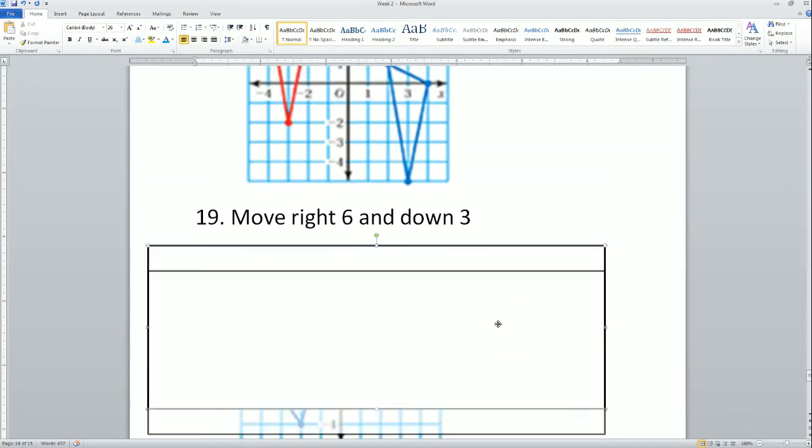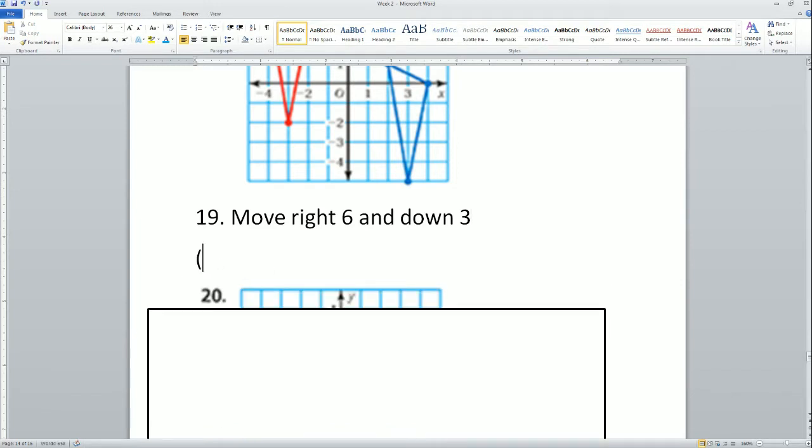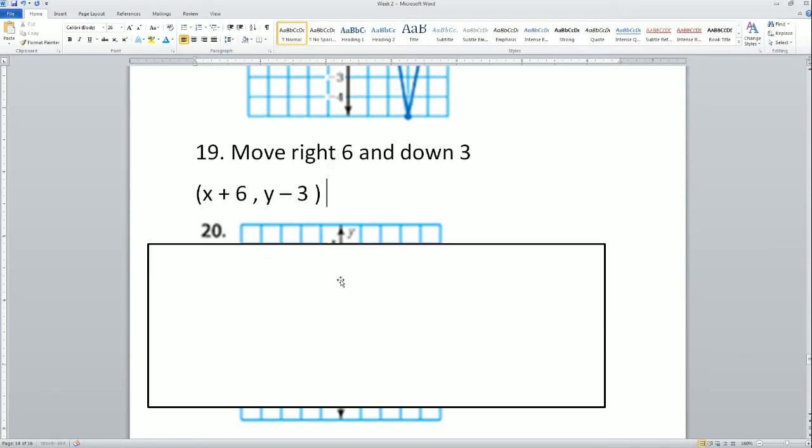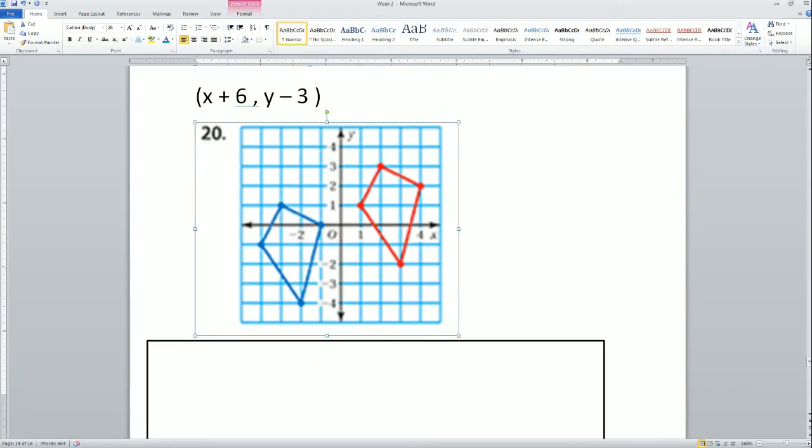If you want to write this in the rule format, it should have been x plus 6. Okay. And down 3 is y subtract 3. There you go. That's how it looks in the rule format here. Let's do 20.